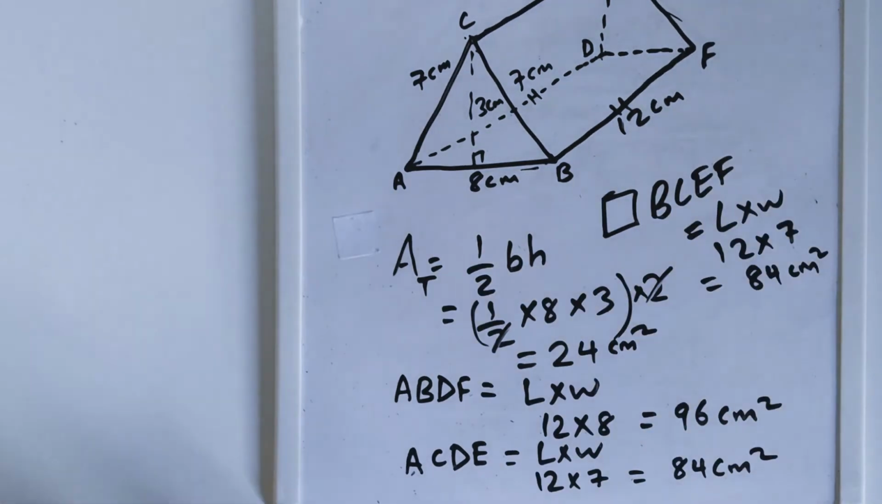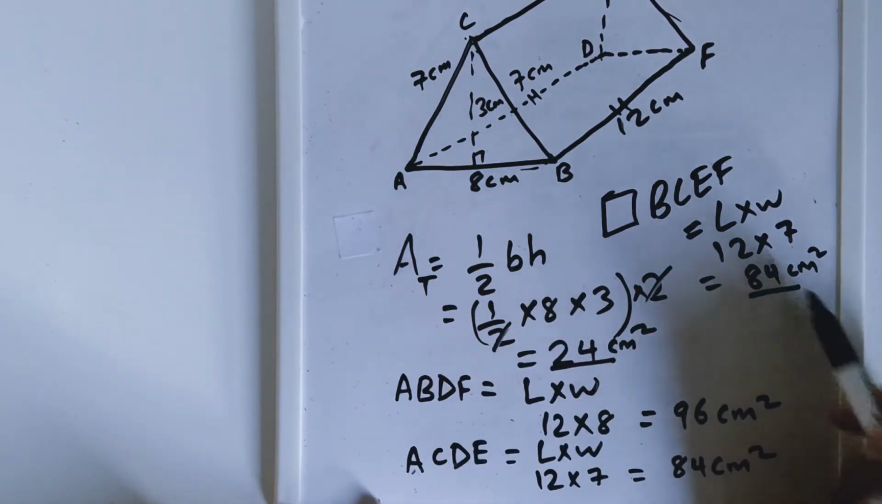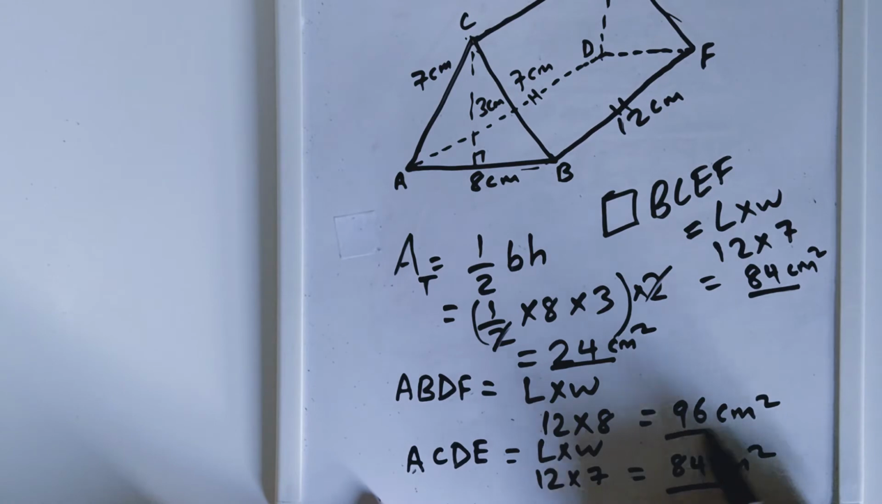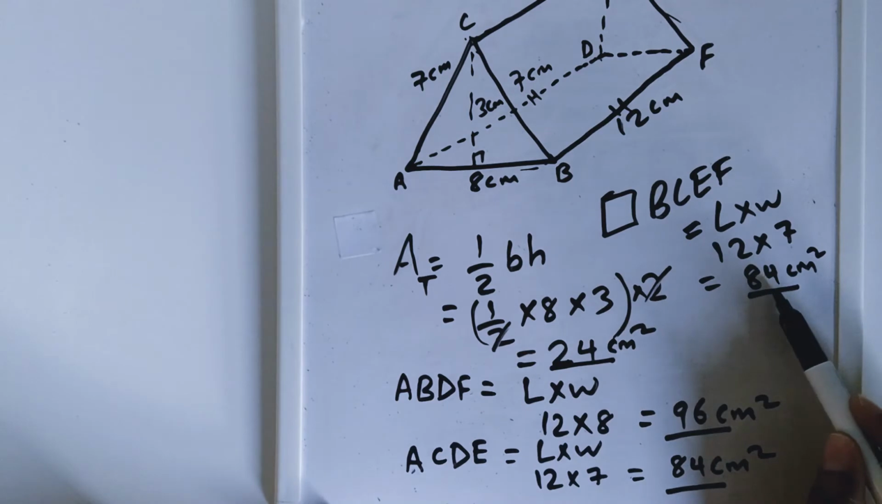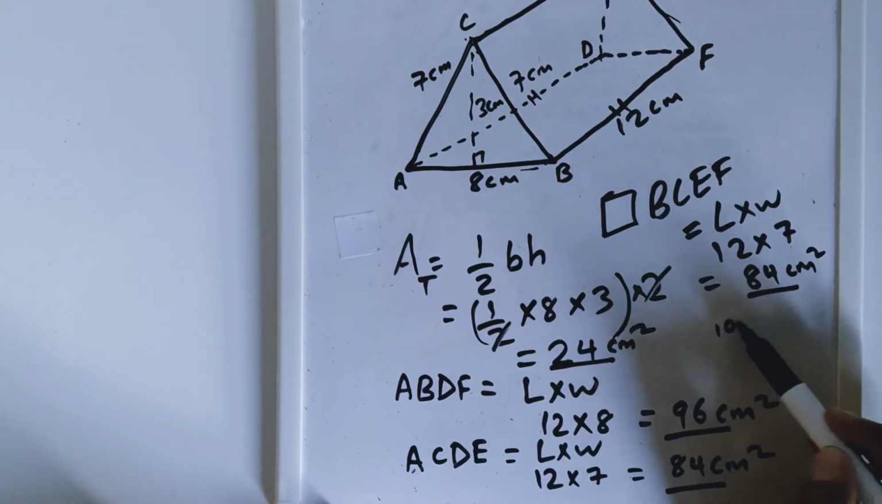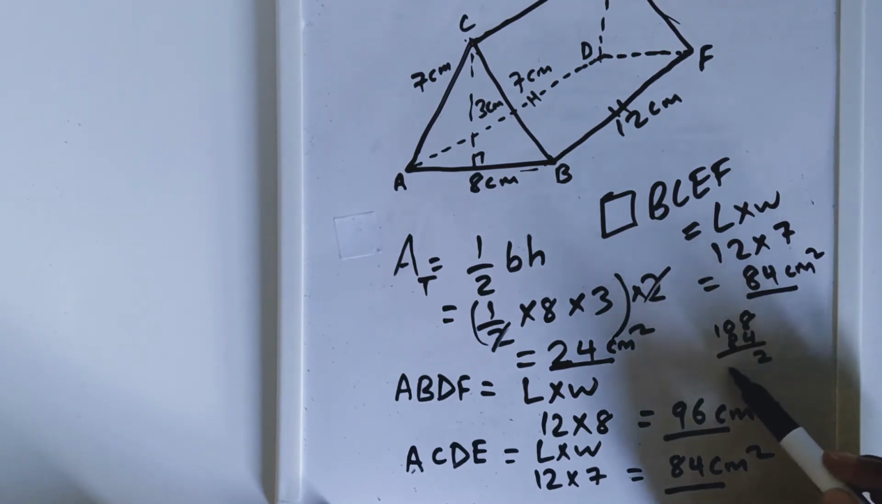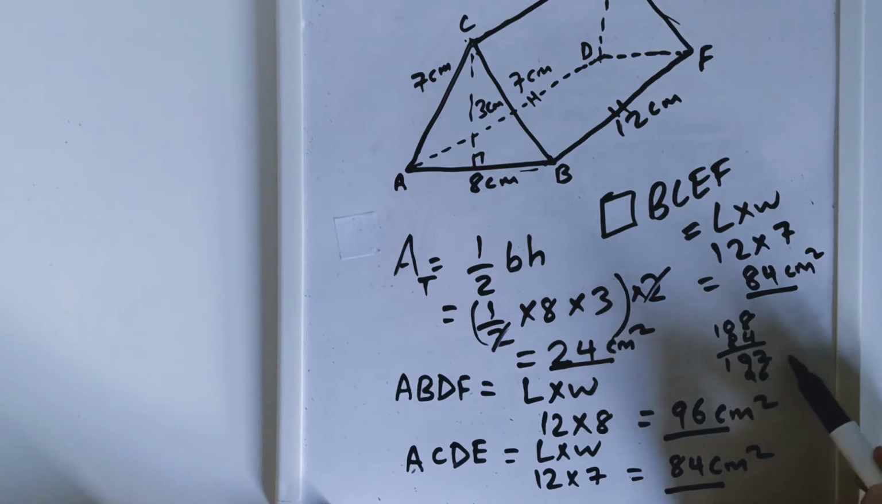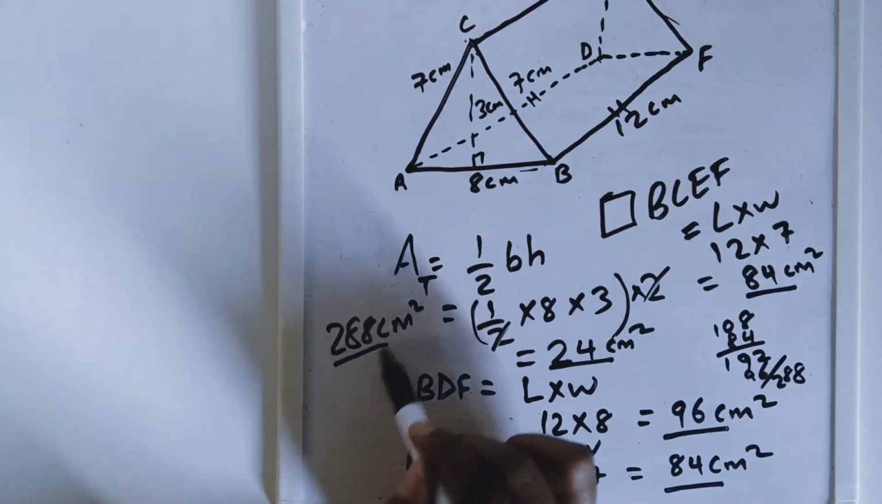So in order to find the total surface area of this triangular prism, you have to add 24 plus 84 plus 84 plus 96. So 24 plus 84 gives me 108, plus another 84 gives me 192, plus 96 is 288. So the total is 288 centimeters squared.